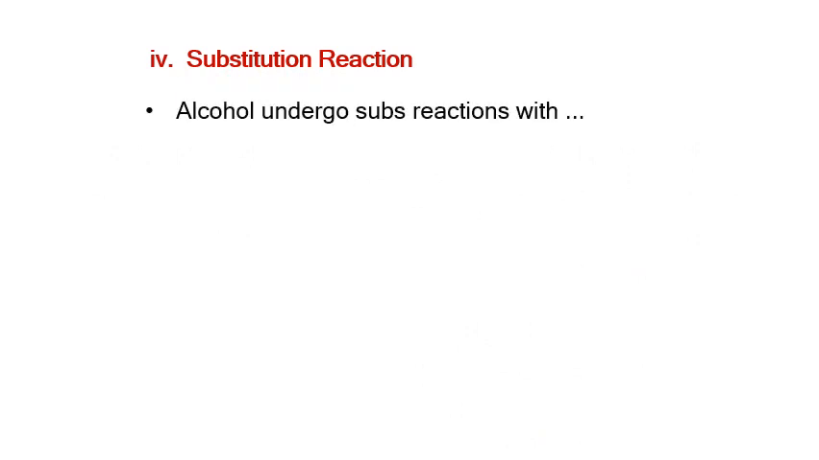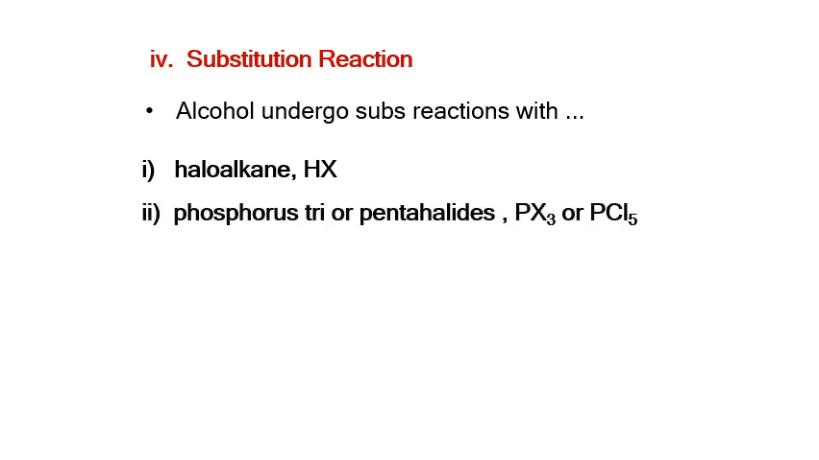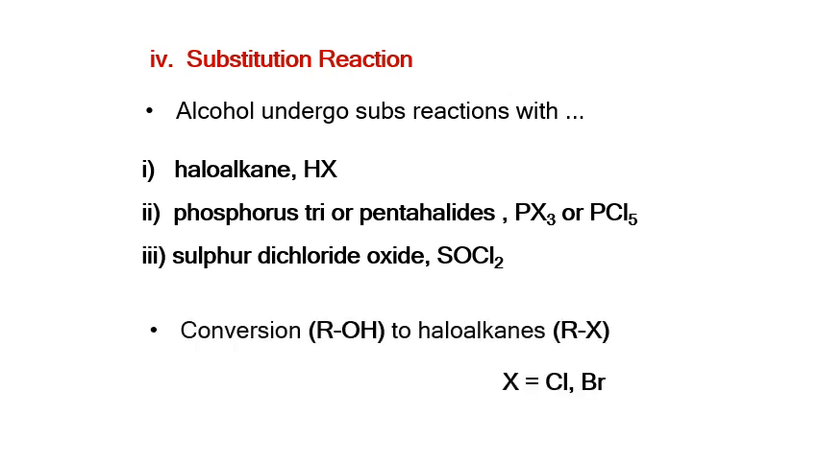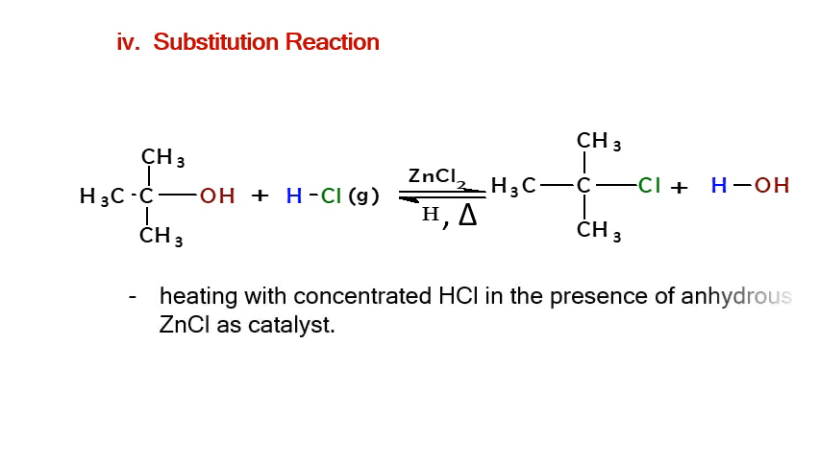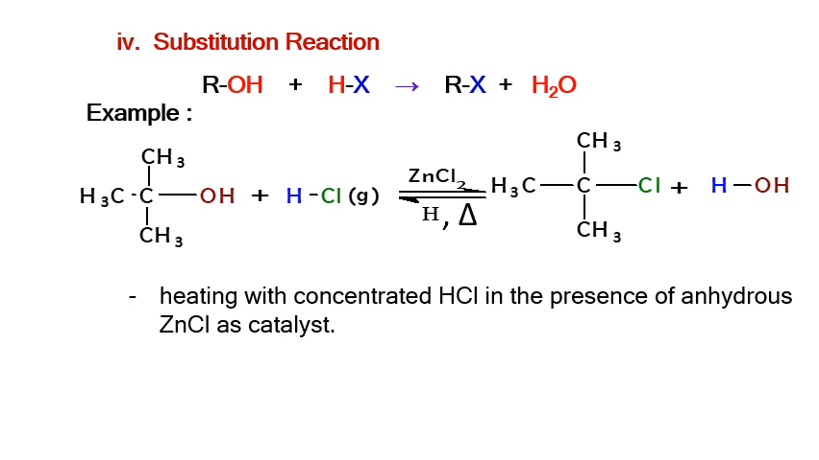Substitution reaction. Alcohol undergoes substitution reaction with hydrogen halide HX, phosphorus tri- or pentahalides PX3 or PCl5, or thionyl chloride SOCl2, converting alcohol to haloalkanes, involving X such as Cl or Br. ROH treated with HX produces RX plus H2O.